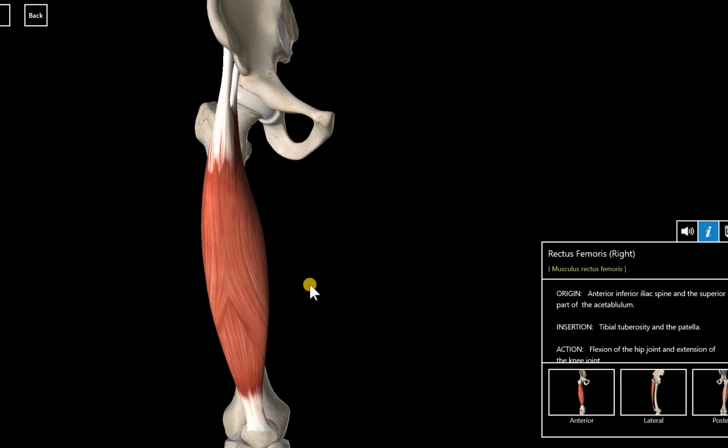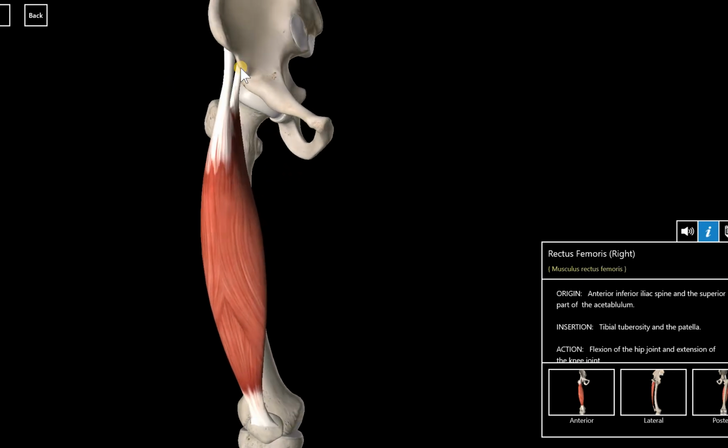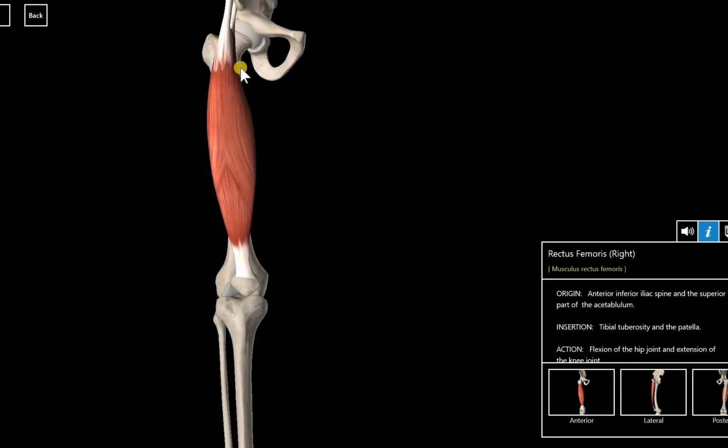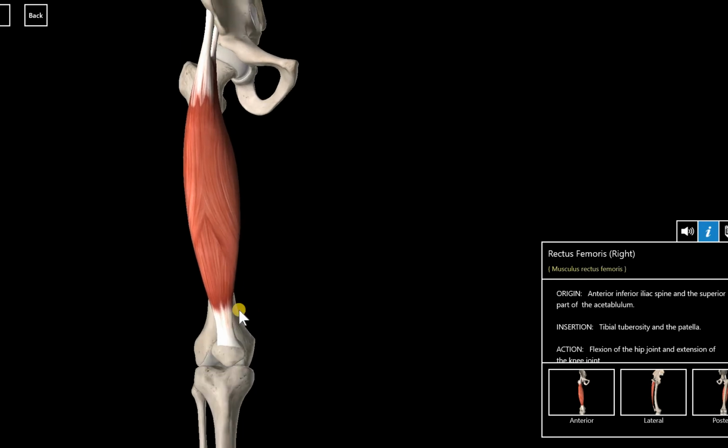All right, the origin is up here on the AIIS, okay, anterior inferior iliac spine, and the insertion is patella, patella tendon, and tibial tuberosity. Action is going to be flexion at the hip, so this is a hip flexor.